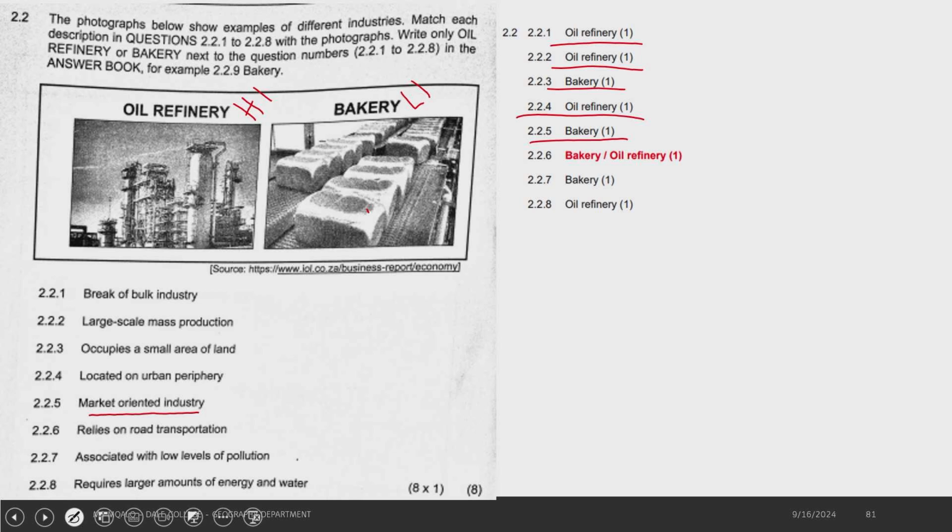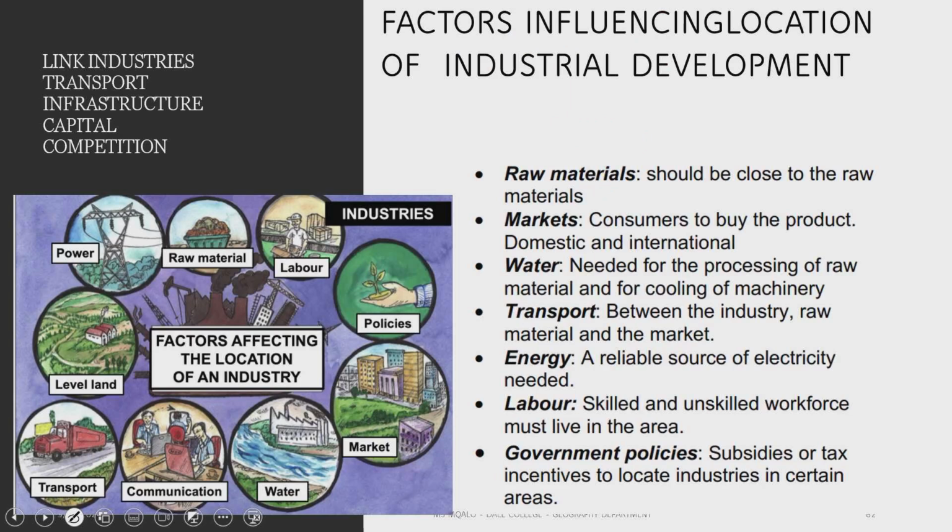We like it fresh. Relies on road transport, both of them. Both of them rely on road transport. Oil refinery needs very well established infrastructure because of the large commodities it carries, but bakeries need to be transported on a daily basis, so they need proper road transport. Associated with low levels of pollution, bakery; requires larger amounts of energy and water, oil refinery. Pretty straightforward.